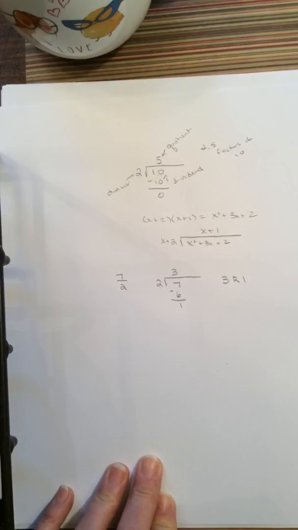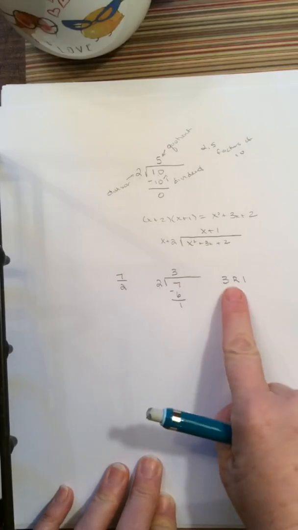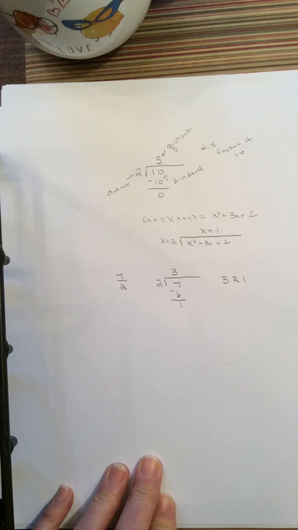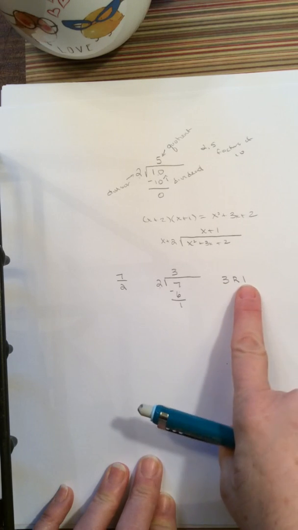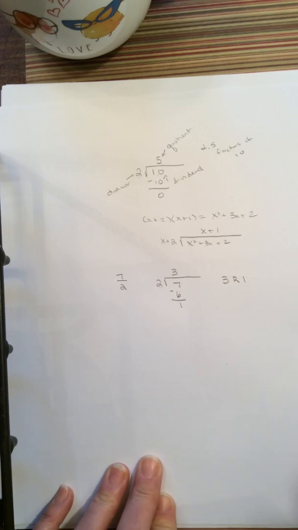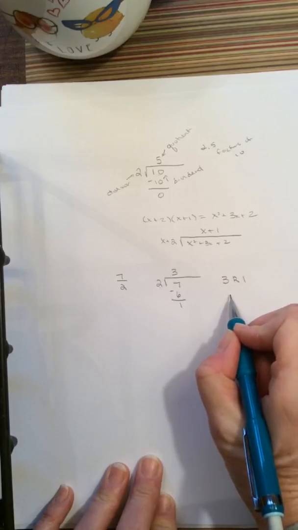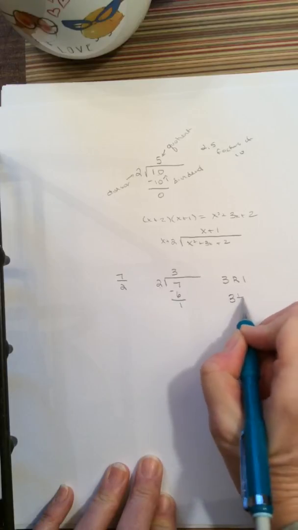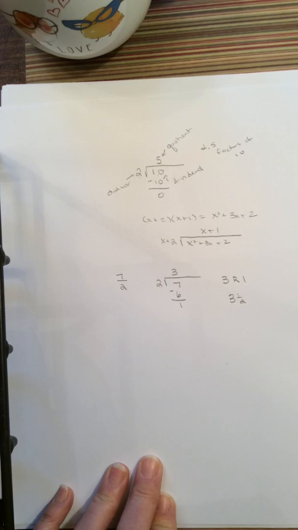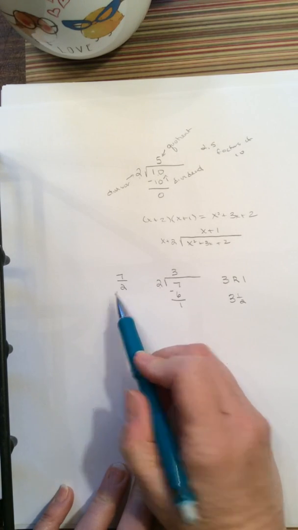And when you were first learning this, you might have done something like this: 3R1, 3 remainder 1. That's not a really good idea because you don't really know what that 1 means. All you know is that you've got 1 left over. So then you started to use notation like this. Well, 3 and 1/2. So 7 halves is 3 and 1/2.